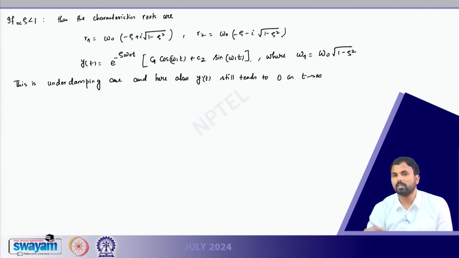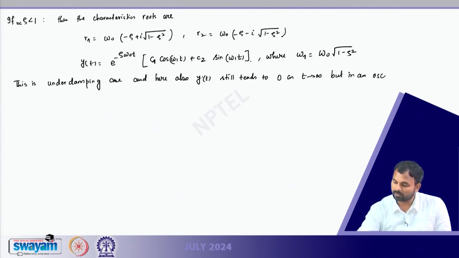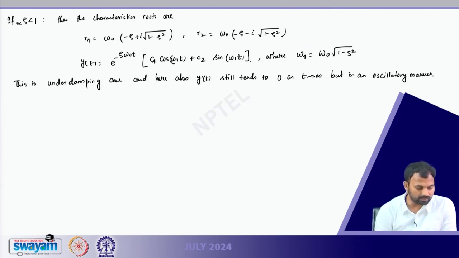So, cos and sin are oscillating, and there is e to the power minus of something into t. As t tends to infinity, it will drag e to the power minus of something into t to 0. So, this will still tend to 0 as t tends to infinity because of the negative part, but in an oscillatory manner, because of the presence of sine and cos.